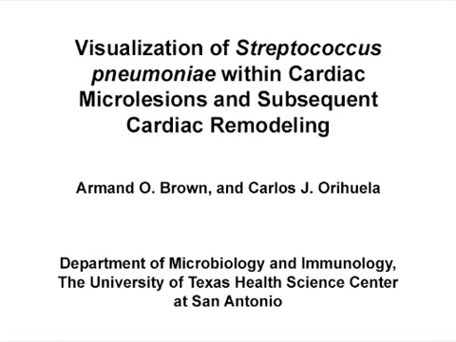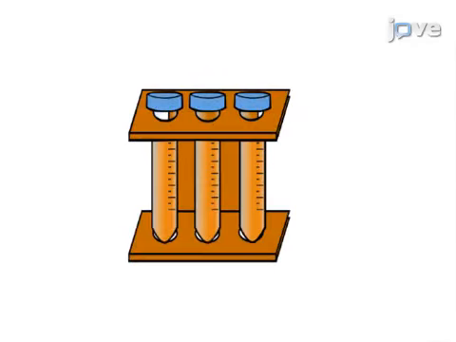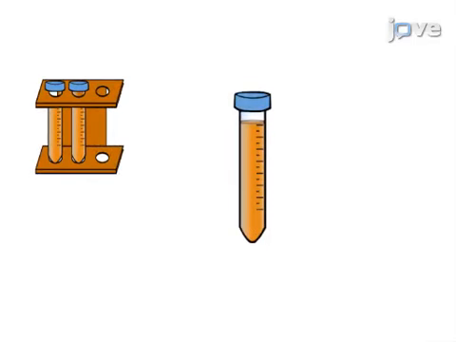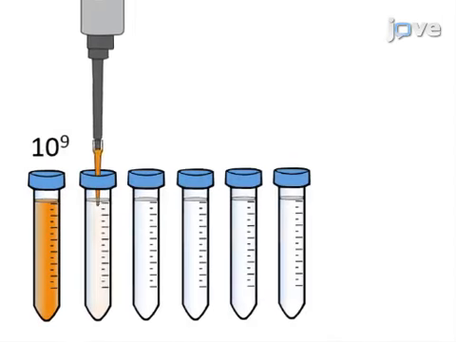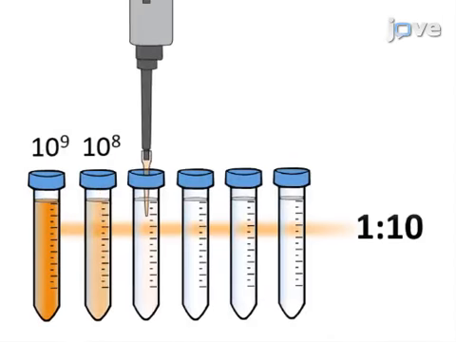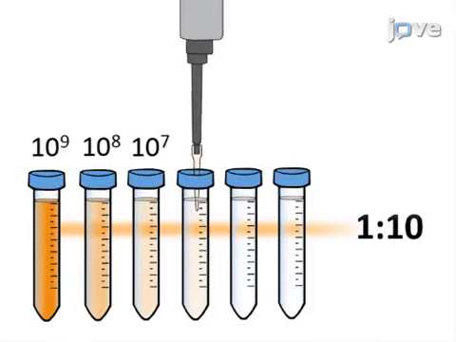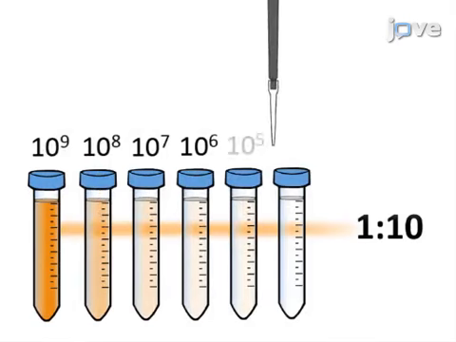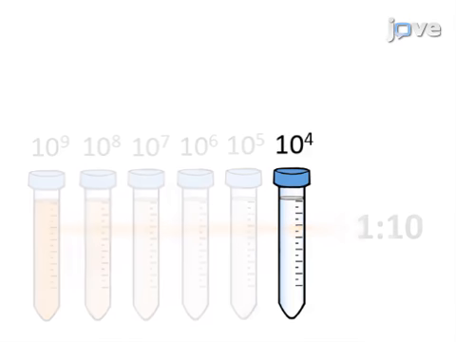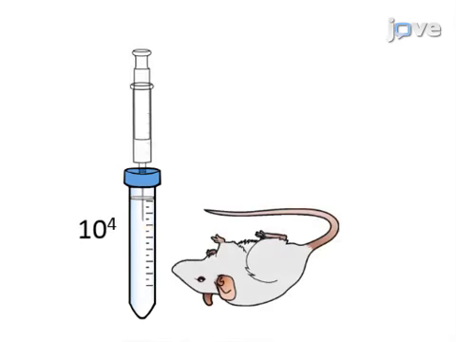The overall goal of the following experiment is to demonstrate a reproducible protocol for S. pneumoniae cardiac microlesion formation within the heart of infected mice. This is achieved by infecting mice with S. pneumoniae and allowing the development of bacteremia, thus giving bacteria access to the cardiac vasculature where they can invade the myocardium and form microscopic lesions.